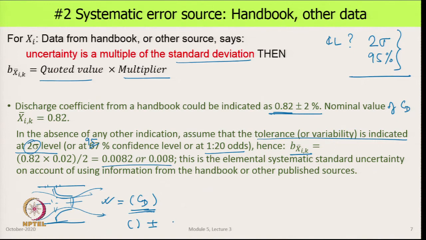This is the elemental systematic standard uncertainty on account of the discharge coefficient, which we got from a handbook or some other published source. So, that is the second type of systematic error source.